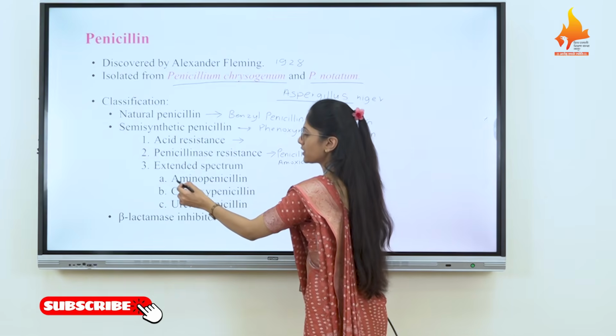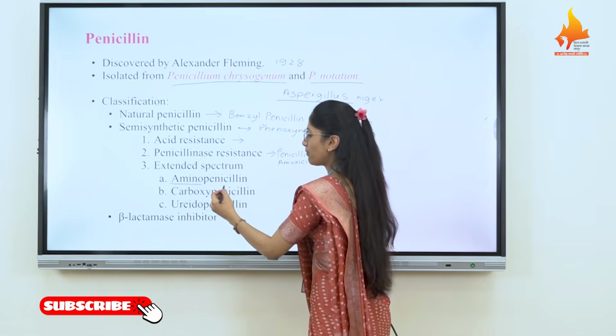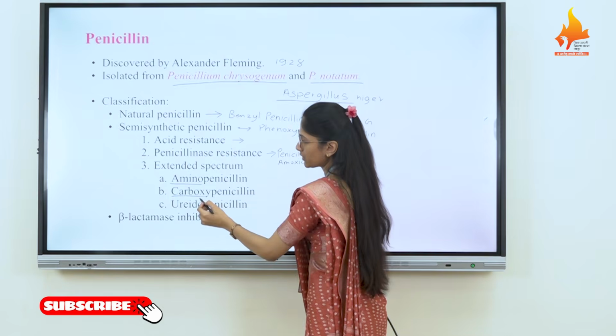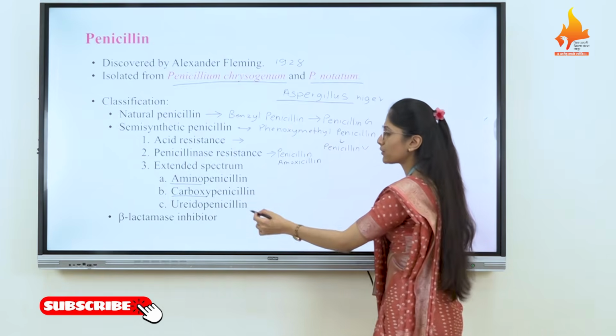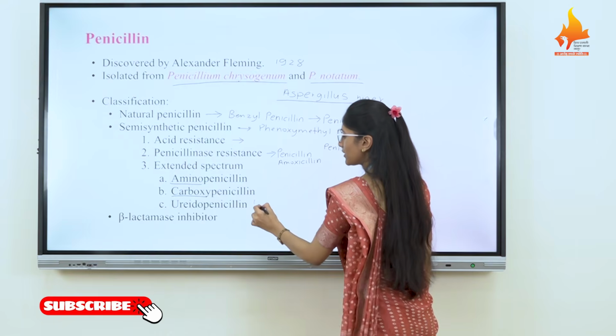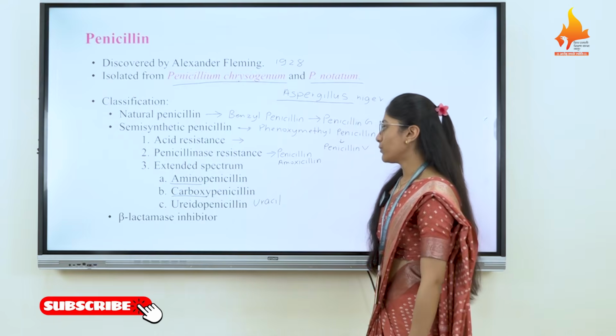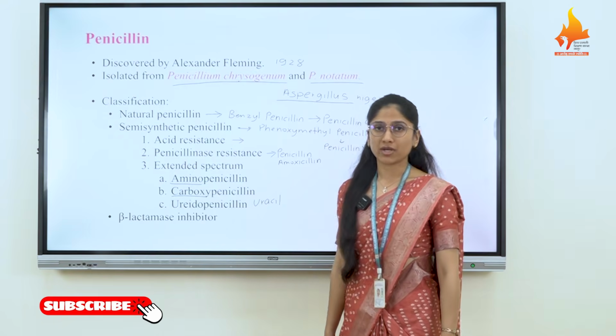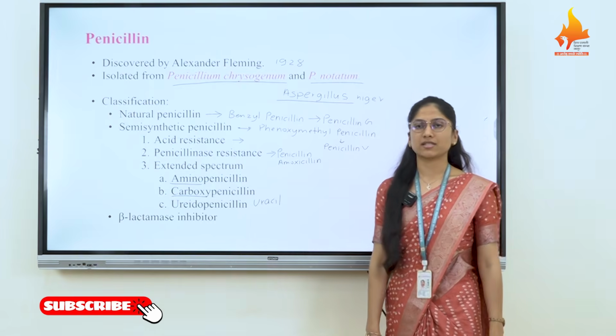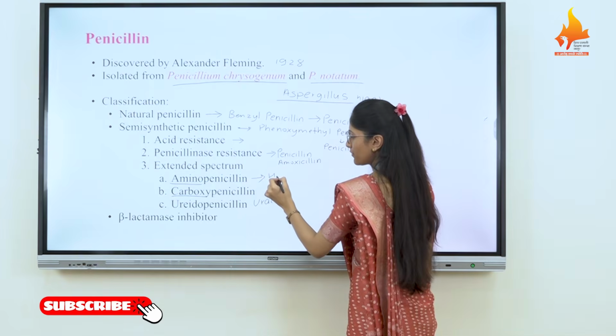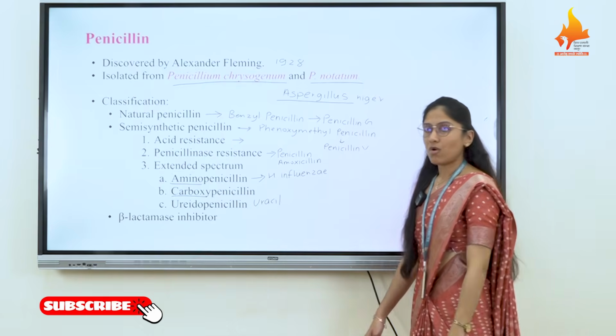In the aminopenicillin, the amino group is present. In carboxypenicillin, the carboxyl group is present. And in uridopenicillin, the uracil group is present. So the aminopenicillin, this particular antibiotic, is active against Haemophilus influenzae.